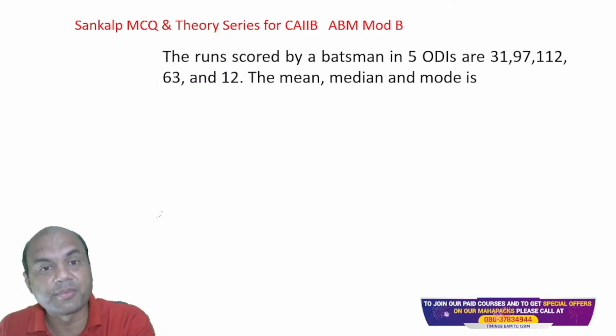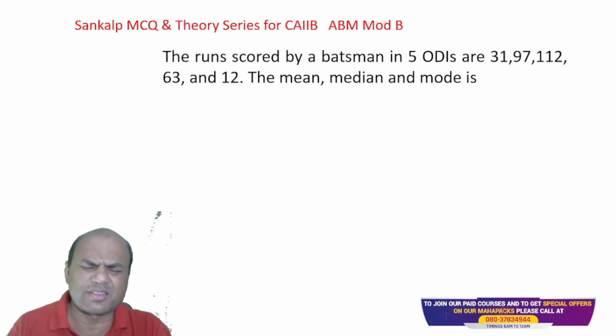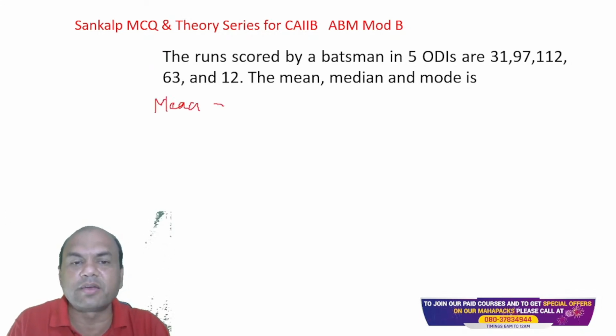Okay. The runs scored by the batsman in 5 ODIs are this. Find the mean, median and mode. Okay, simple one. Let's do it. Mean. What is the mean? Mean means average. Mean is always average. So what is the average?